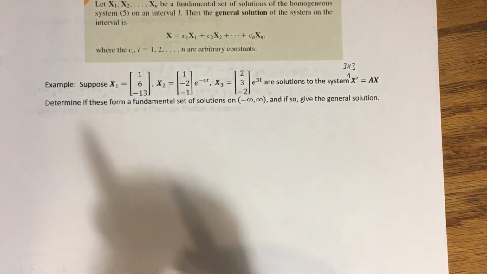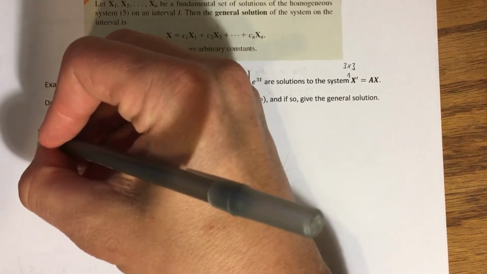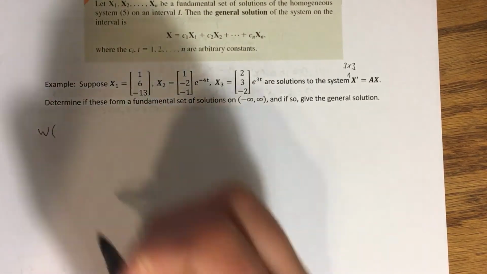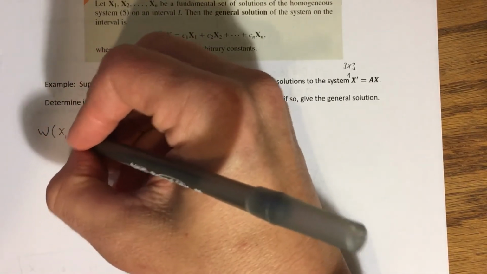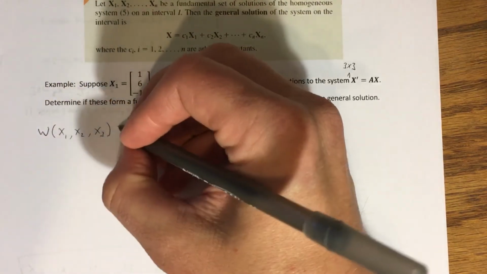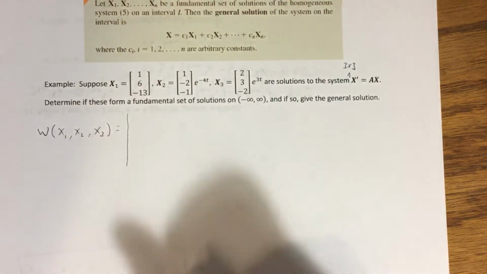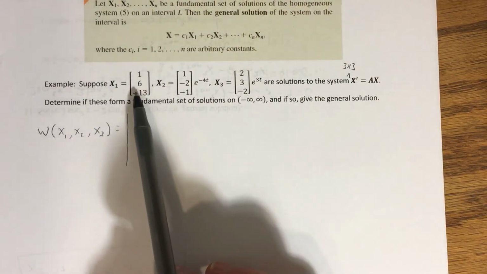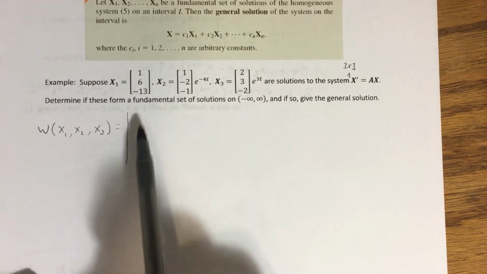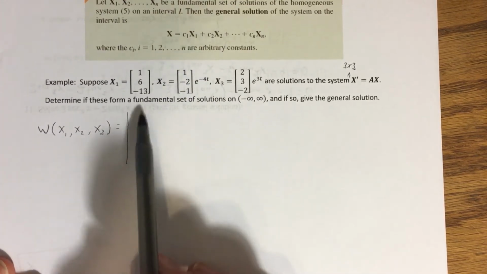What we want to do now is evaluate the Wronskian of this set of solutions here. So Wronskian of x1, x2, x3. Okay, now what does that look like? Well, again, remember we're taking the column matrices here and just putting them in as columns of this determinant.